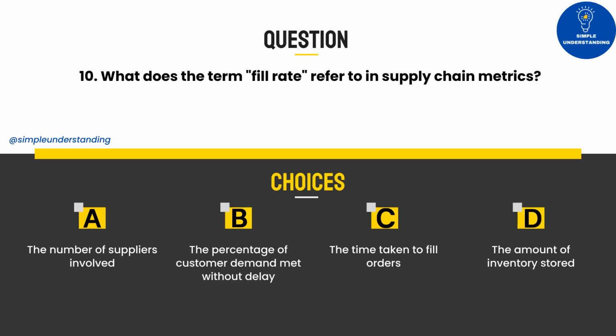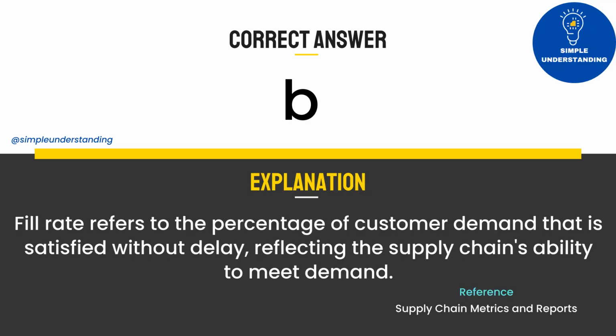10. What does the term fill rate refer to in supply chain metrics? A. The number of suppliers involved. B. The percentage of customer demand met without delay. C. The time taken to fill orders. D. The amount of inventory stored. Correct answer: B. Explanation: Fill rate refers to the percentage of customer demand that is satisfied without delay, reflecting the supply chain's ability to meet demand.